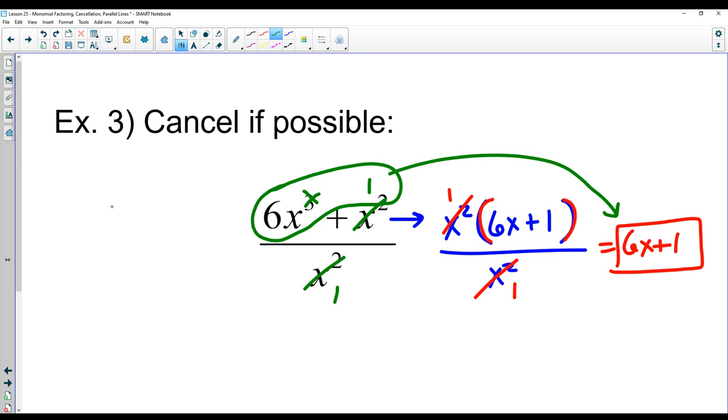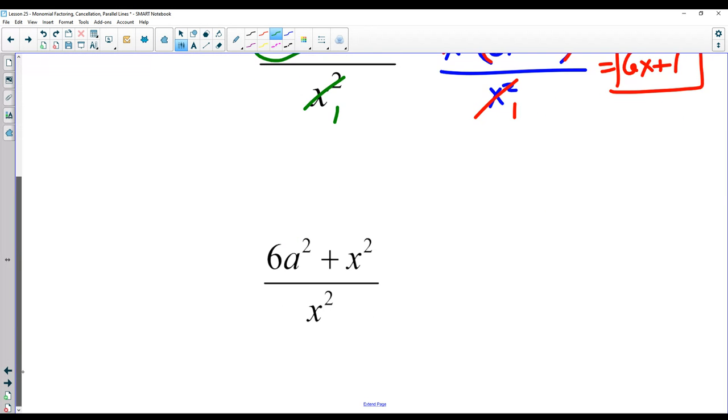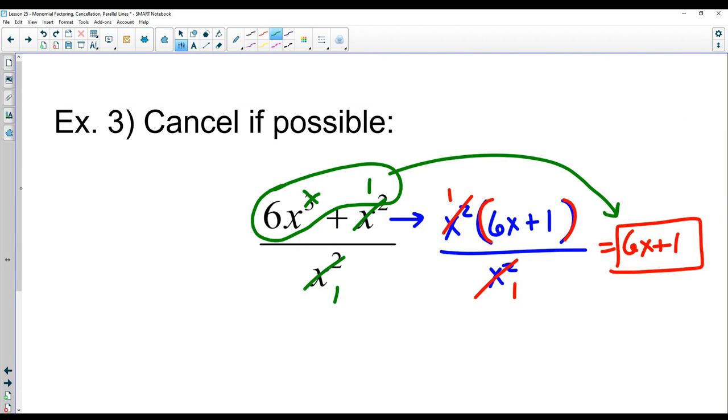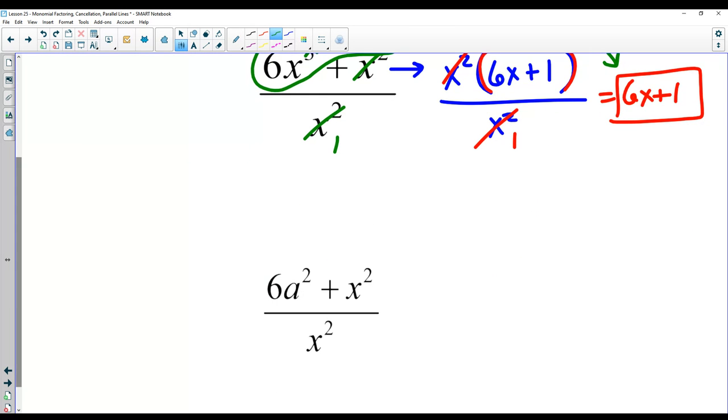All right, what about this next one? 6a squared plus x squared all over x squared. What do you think? This one's actually done. Okay, there's nothing to do here. I can't do this. We already know that. It's not allowed. And we cannot factor out a GCF. There is no GCF, so that one is done.